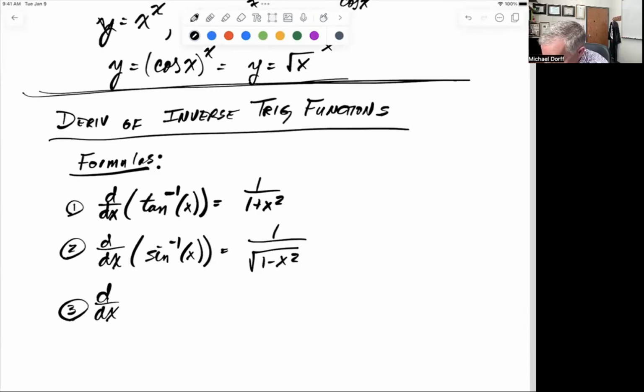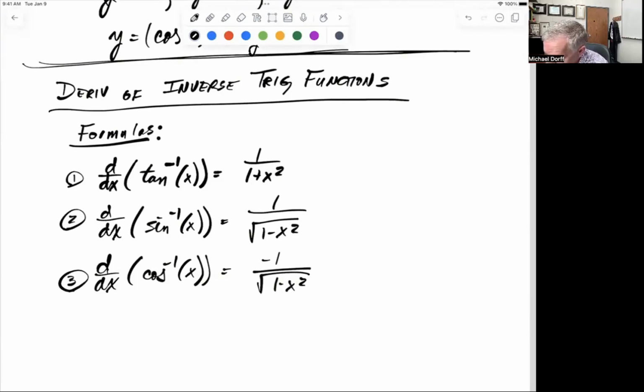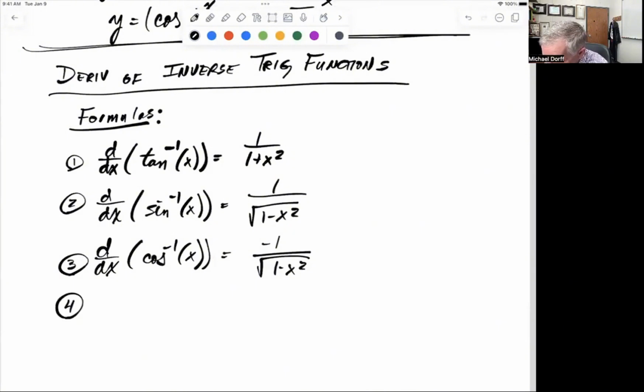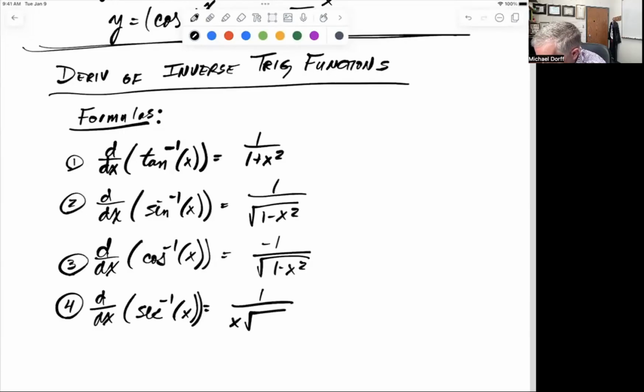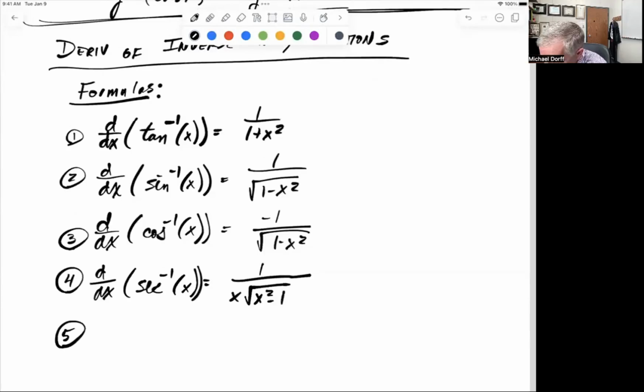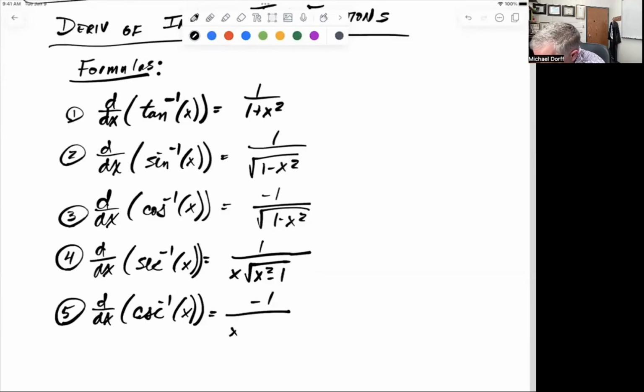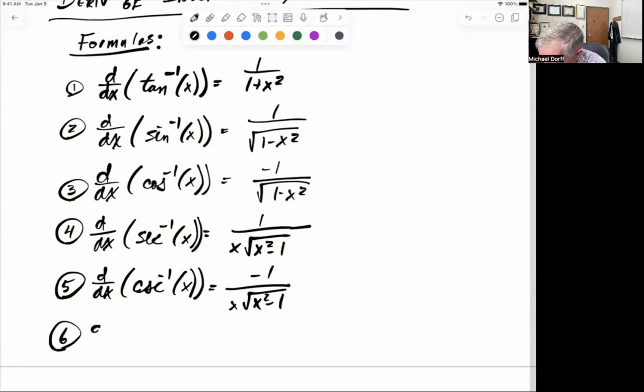Then we have the derivative of arc cosine, or inverse cosine, and that's going to be -1 over the square root of 1 minus x squared. So it's the same as the inverse sine, but it's got a negative in front of it. And then we've got our other functions. We've got inverse secant, which is going to be 1 over x times the square root of x squared minus 1. And the derivative of inverse cosecant is -1 over x times the square root of x squared minus 1. And last, we have the derivative of inverse cotangent, or arc cotangent, and that's going to be -1 over 1 plus x squared.